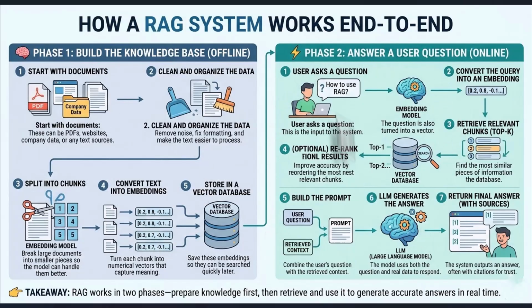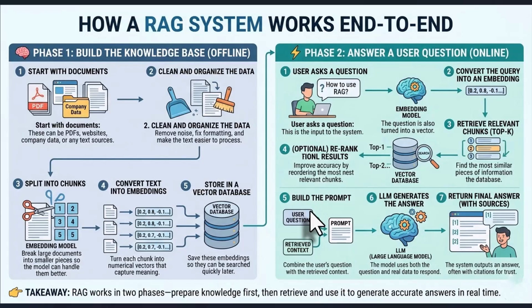And the next step is to answer a user question online. So the user asks a question. That is, this is the input to the system, okay? Then convert the query into an embedding. That is, the question is also turned into a vector. And then retrieve relevant chunks. That is top K. Okay, that means find the most similar pieces of information from the database. And the optional step is to re-rank results. This improves accuracy by reordering the most relevant chunks.